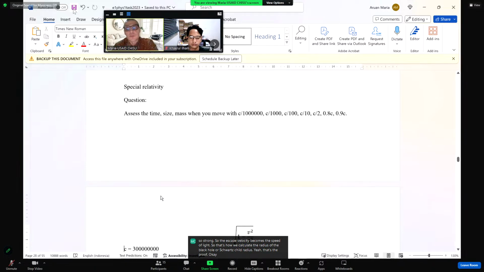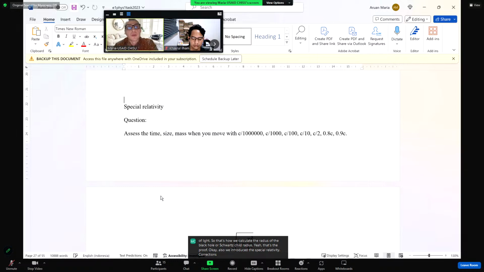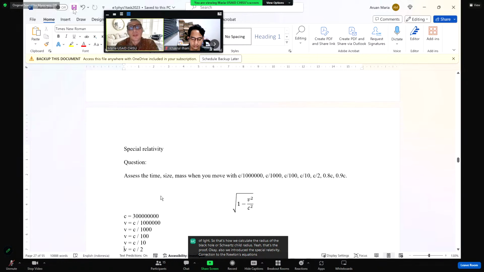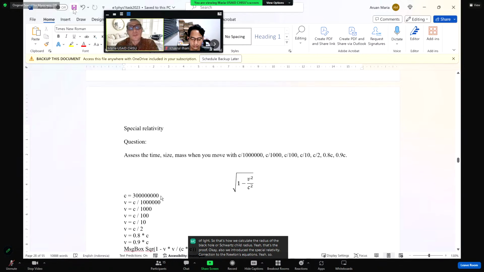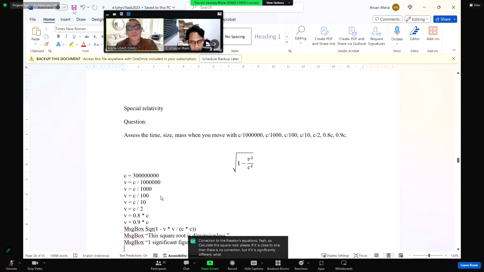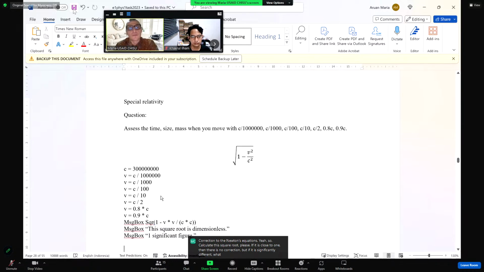Also, we introduce the special relativity correction to Newton's equations. So calculate this square root, please. If it is close to 1, then there is no correction. But if it is significantly different from 1, then there is a correction.